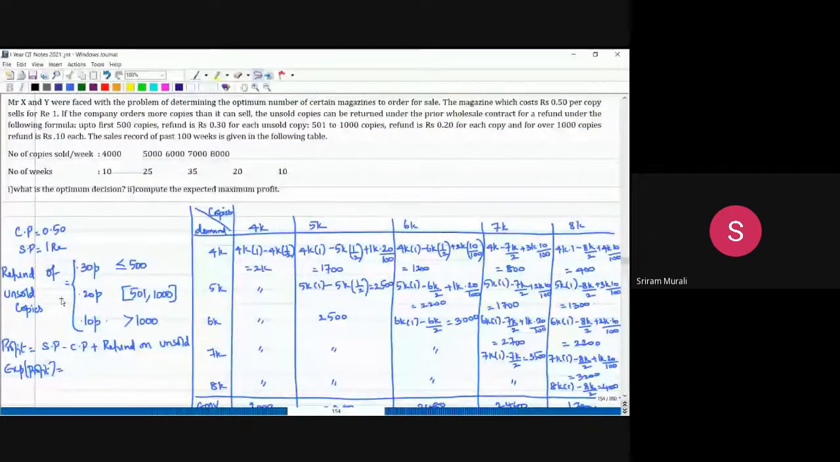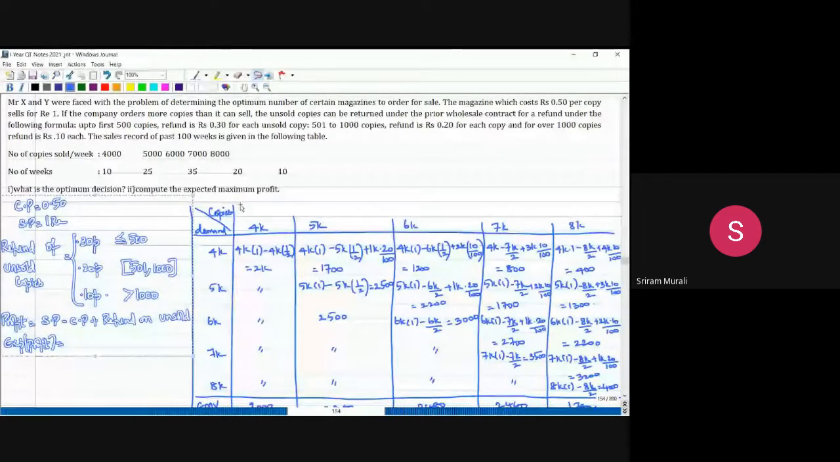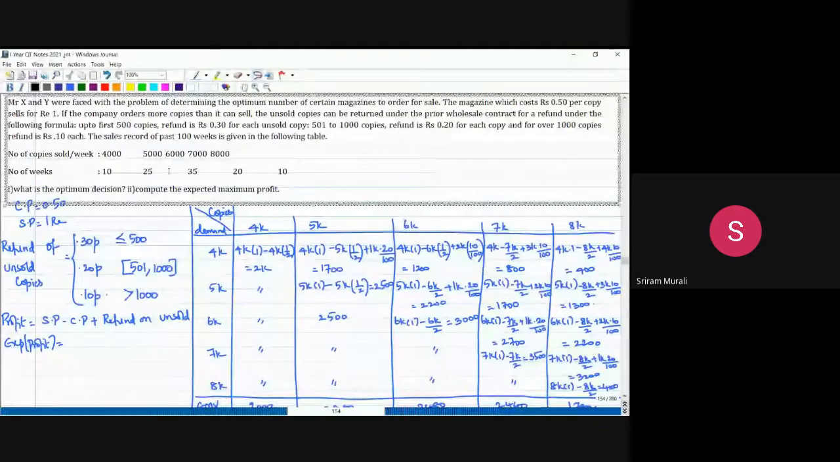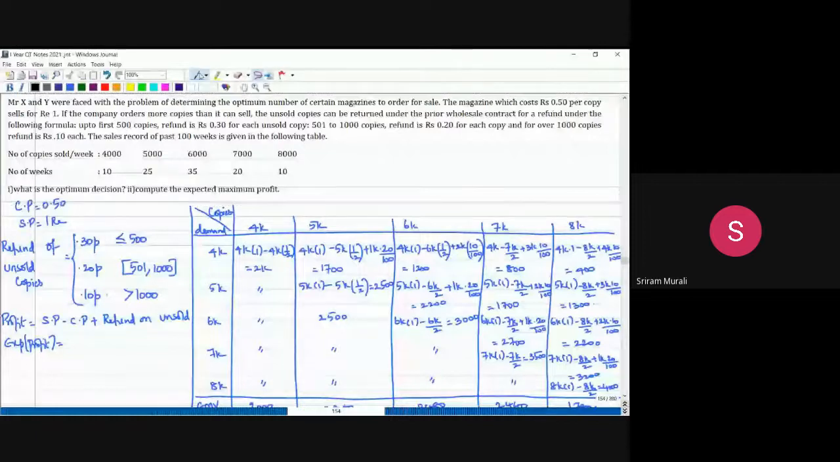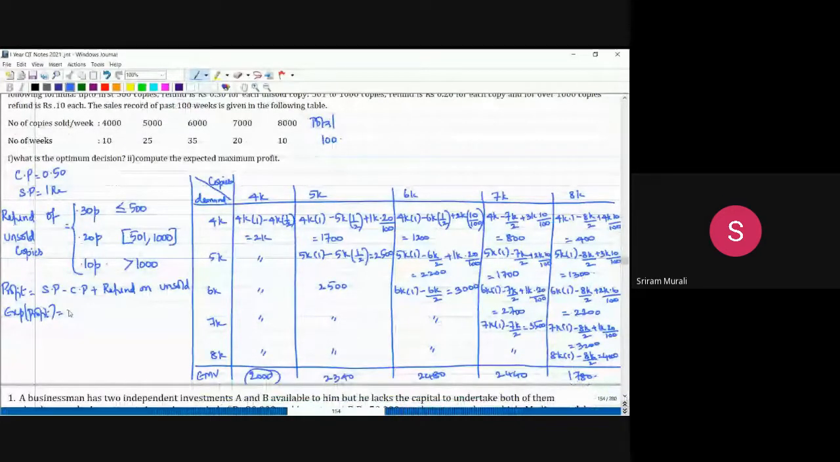So for the total 100, how much do you get? This is my total. If you add everything, I get 100. So what is the probability? The respective probability will be this 2000 into the probability of the first case, which will be 10 by 100. This is your first probability, 10 by 100.